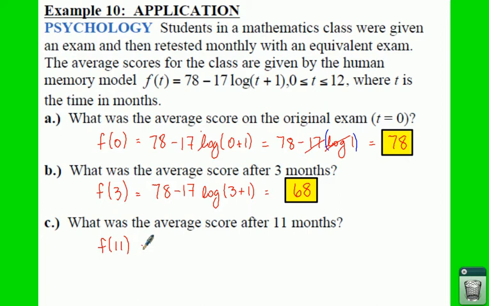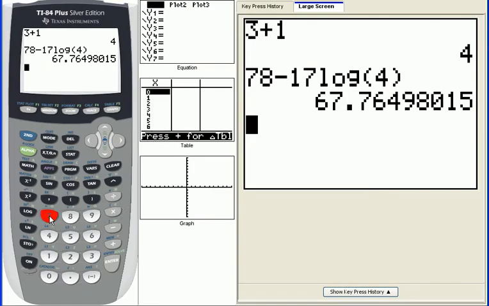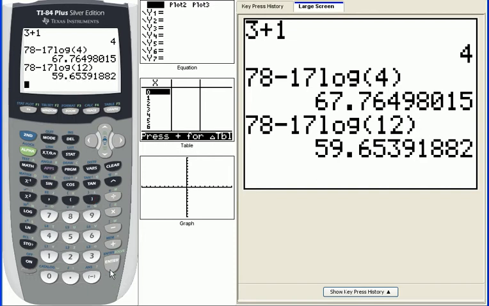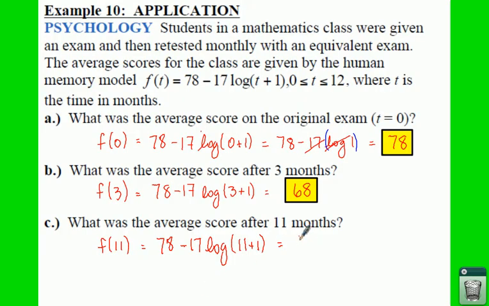And f of 11. So 78 minus 17 log of 11 plus 1. See, 11 plus 1, that's carry the 7. That's 12. So we're going to type in 78 minus 17 log of 12. And you end up getting a 59. Well, we'll round up. We'll say 60. That way you're passing anyway. So the average is 60.